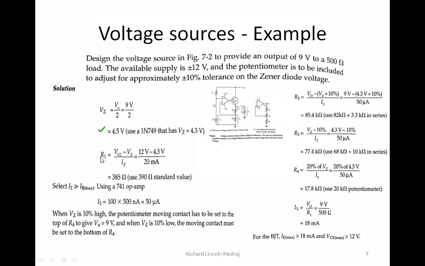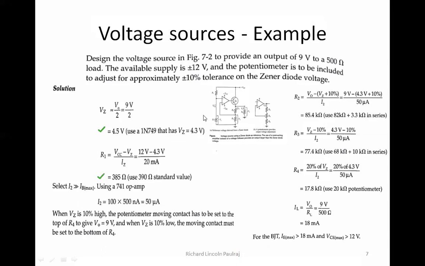12 minus 4.3 should be 7.7, divided by 20. Are we getting 385? Yes, sir. Okay, good. As we have seen, we use a standard value. So instead of 385, we use the closest standard value, generally a little higher or lower. So 385, I'm going to use a 390 standard value. So this calculation is also fine.